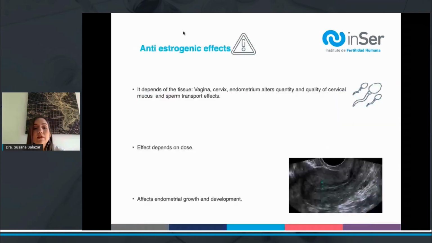The antiestrogenic effects depend on the tissue: vagina, cervix, and endometrium. It alters quantity and quality of cervical mucus and sperm transport. The effects will depend on the dose and affect endometrial growth and development, with variable growth and a tendency to reduce endometrial thickness, hindering the implantation and early embryonic development.